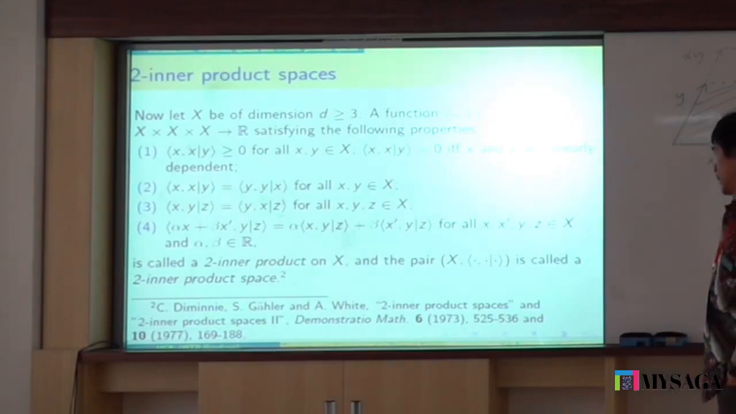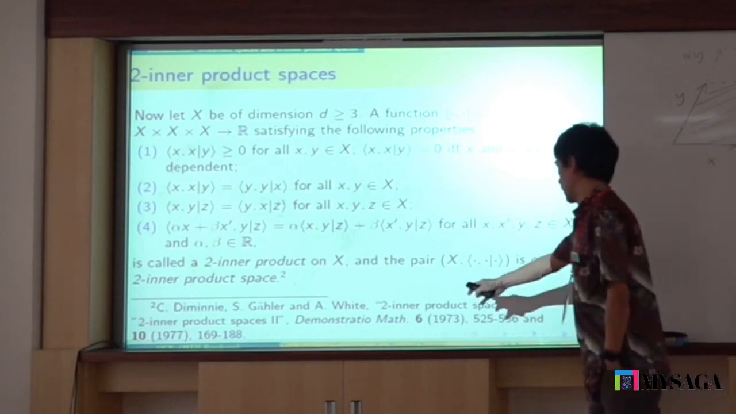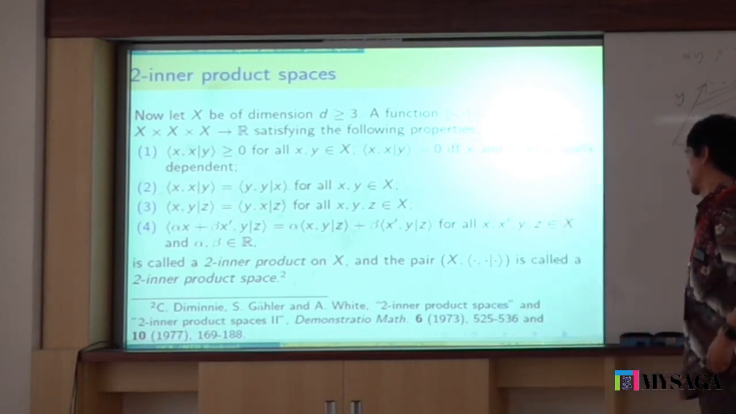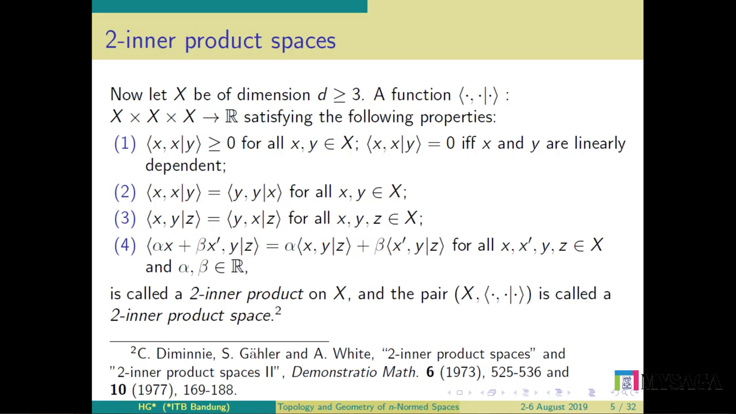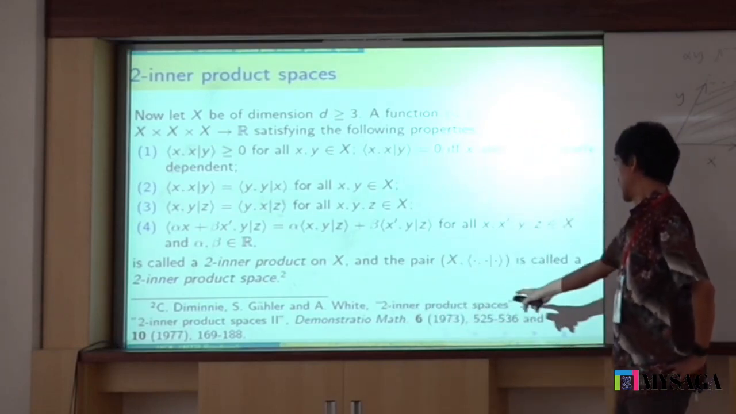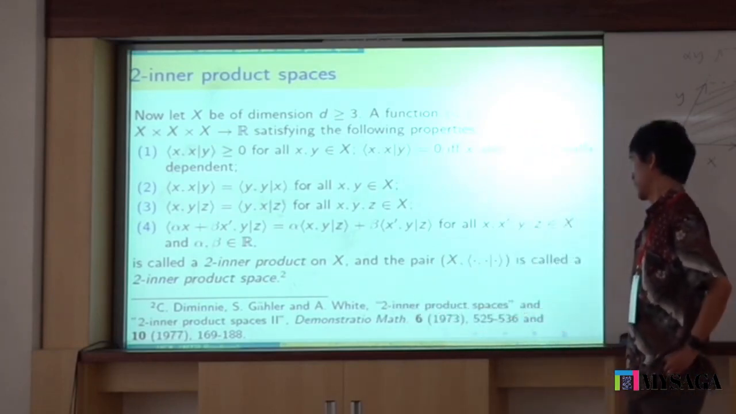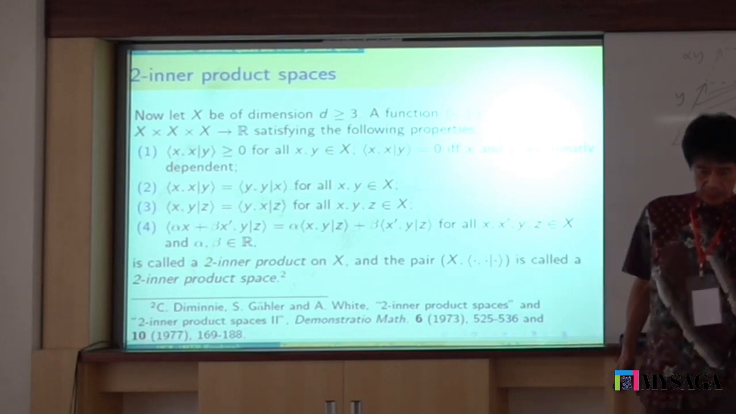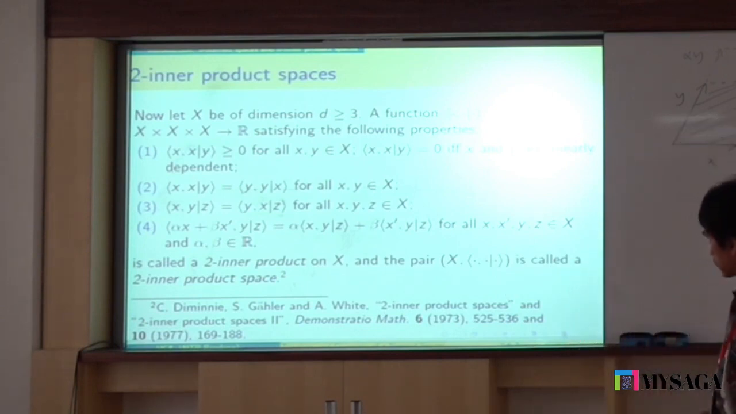Gähler, with Charles Diminnie and Albert White, I think, wrote about these two-inner product spaces. The first one and the second one were published in 1973 and 1977, so quite a long time ago also.